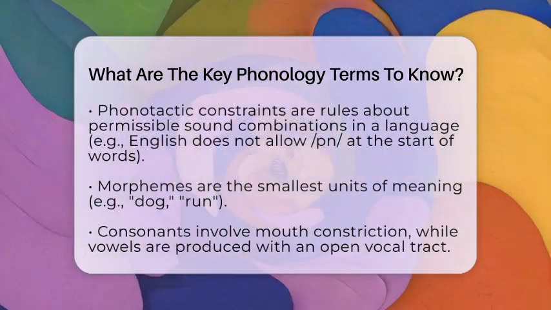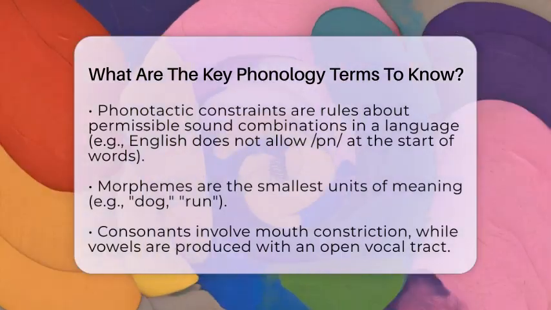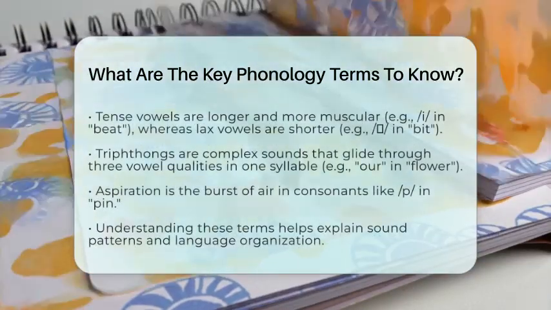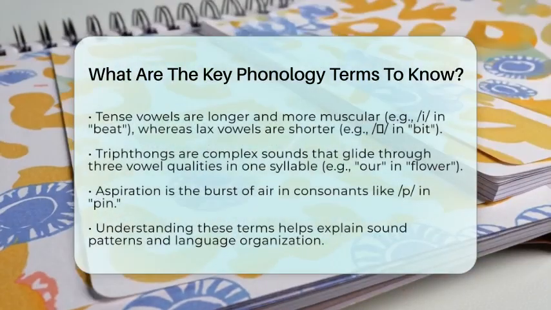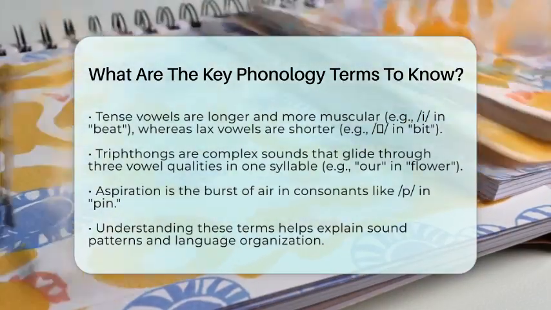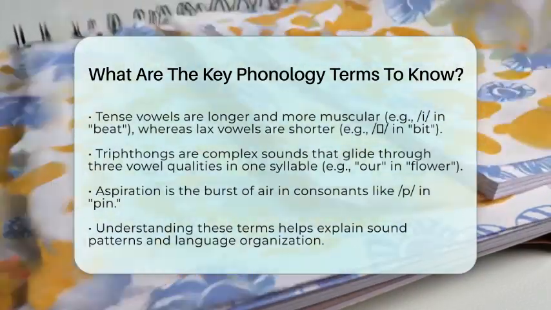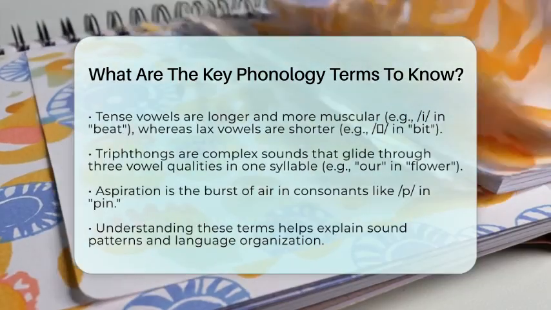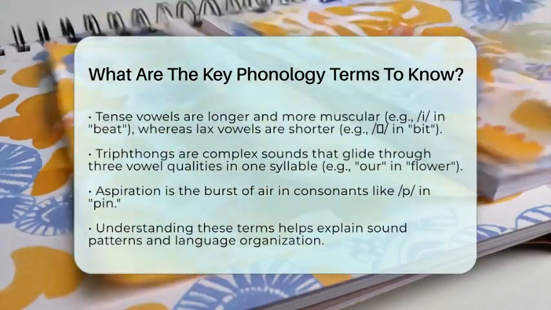Triphthongs are complex sounds that glide through three vowel qualities in one syllable, like the hour sound in hour or flower. Aspiration is the burst of air that comes with some consonants, like the P in pin, but not in spin. Knowing these terms helps us understand how sounds function and change in languages.